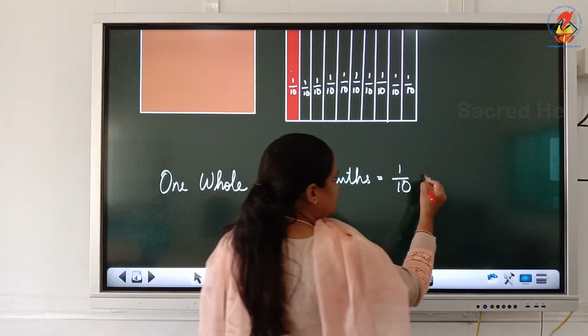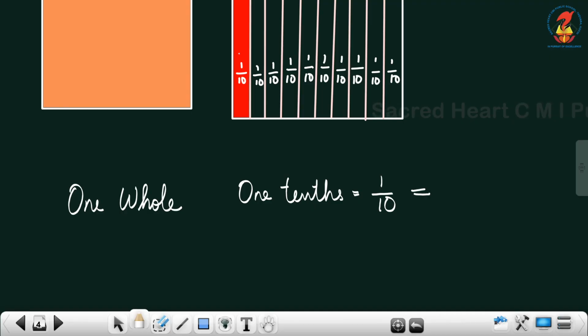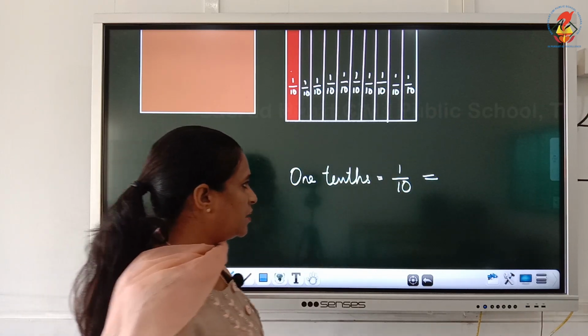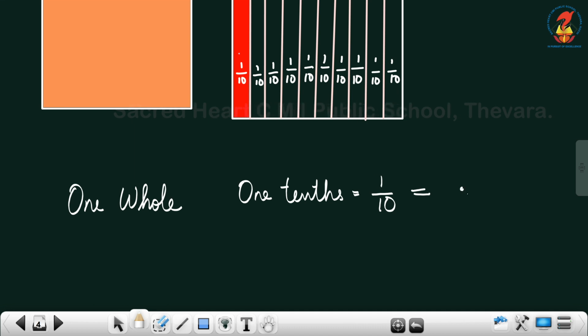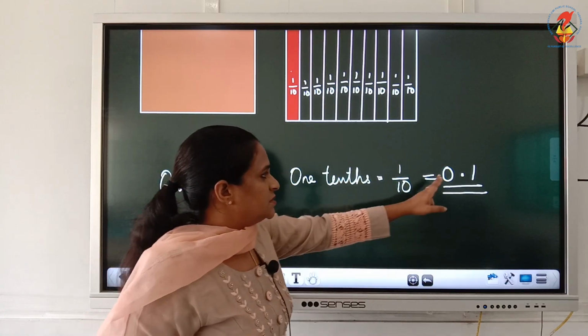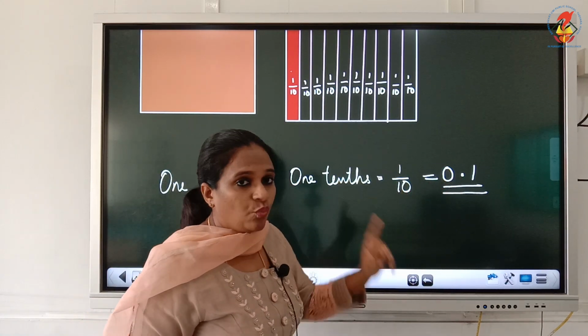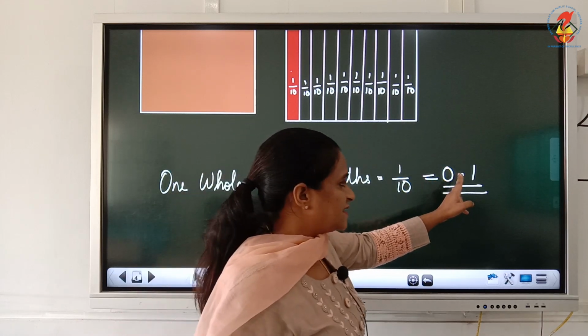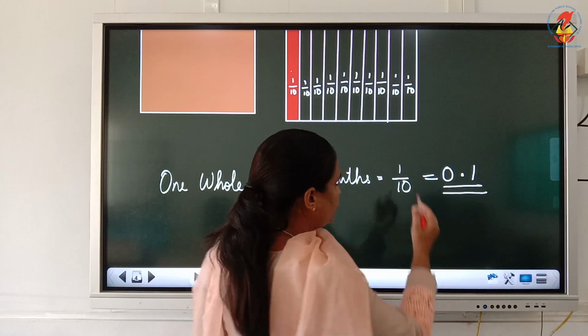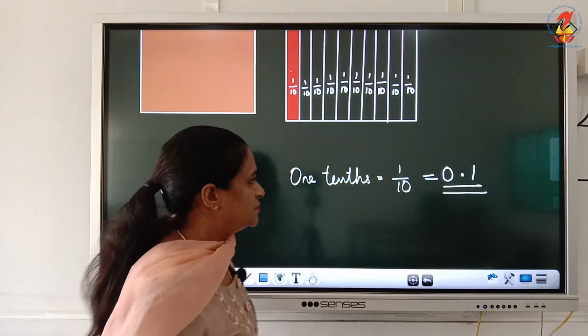Now how do you write it as a decimal number? You have only one 0 in the denominator part. So you put a point and then write 1: 0.1. This is how you write it as a decimal number. 0.1, you have only one 0 in the denominator part. So to the right hand side of the decimal point, you have only one digit. You write 1 there, 0.1.